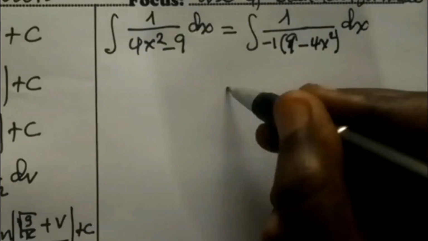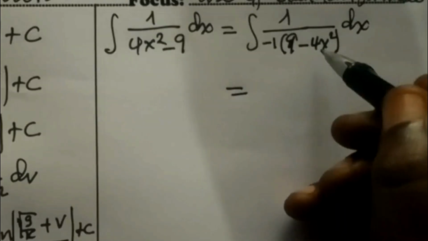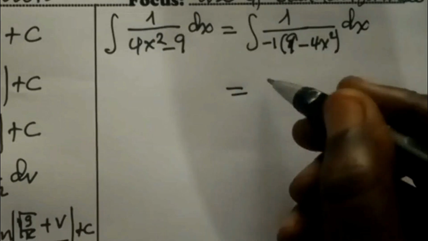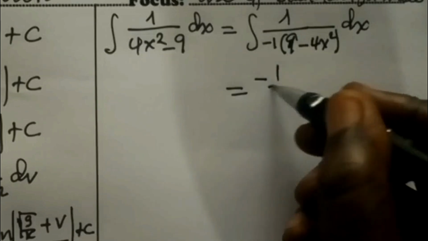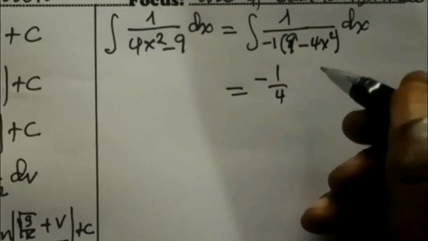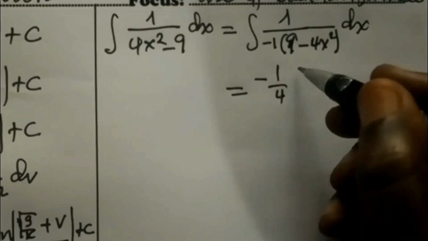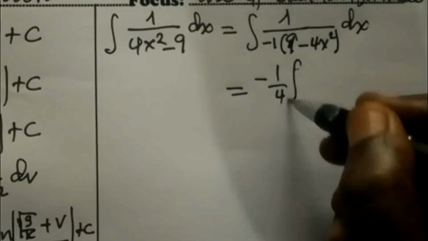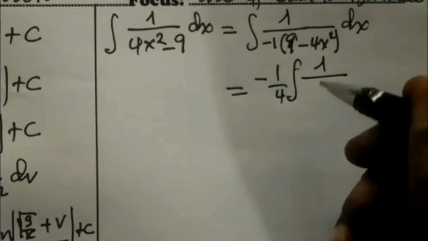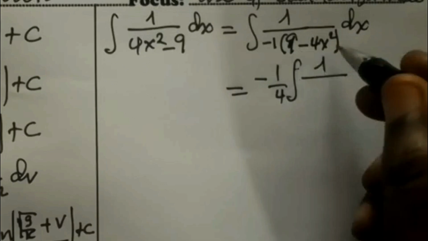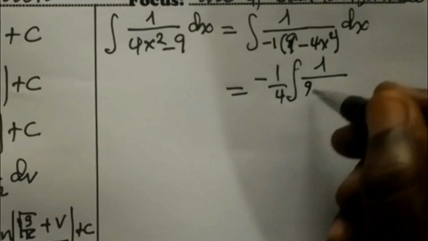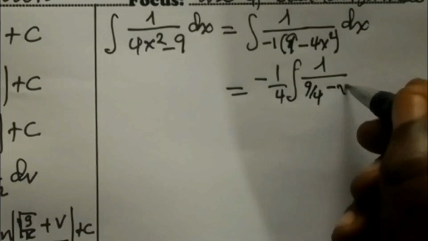And I can further factorize 4. So overall, I will be having 1 over -1 over 4 to factorize. Integral of 1 all over, I divide every term in the bracket by 4. So I get 9 over 4 minus x squared.